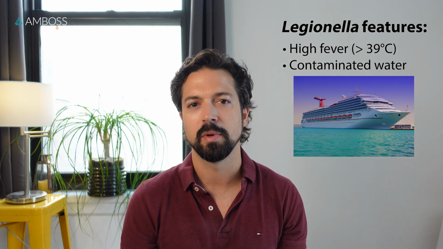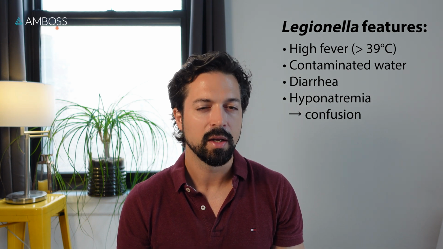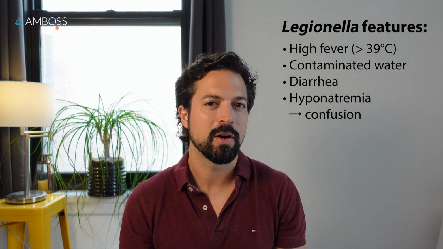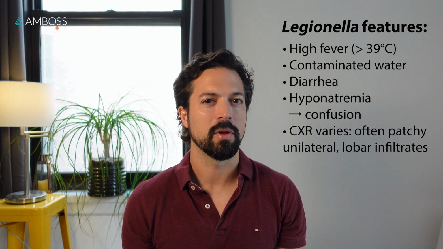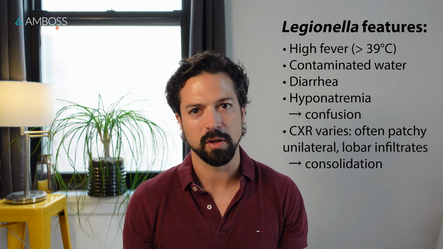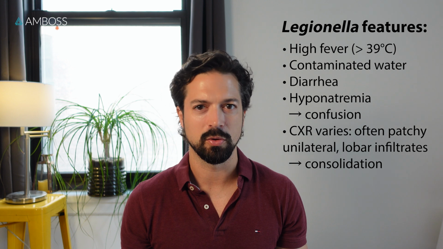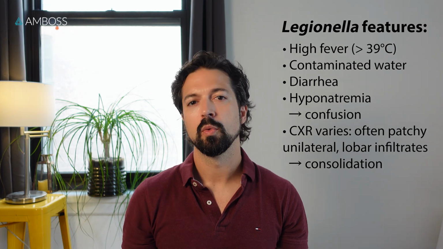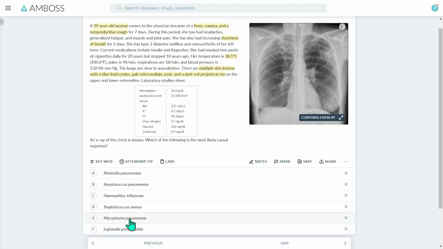It's also associated with exposure to contaminated water, such as at an air-conditioned resort, cruise ship, or a hospital, and is often accompanied by diarrhea as well as hyponatremia and its manifestations like confusion. On your exam, a question about Legionella, which you're likely to get, will give you a combination of these supporting findings. In addition, chest x-ray findings are variable, but often show patchy unilateral and lobar infiltrates that progress to consolidation rather than a diffuse interstitial infiltrate. Lastly, Legionella pneumonia is not associated with erythema multiforme. With that explanation, Mycoplasma pneumoniae is the most likely cause.